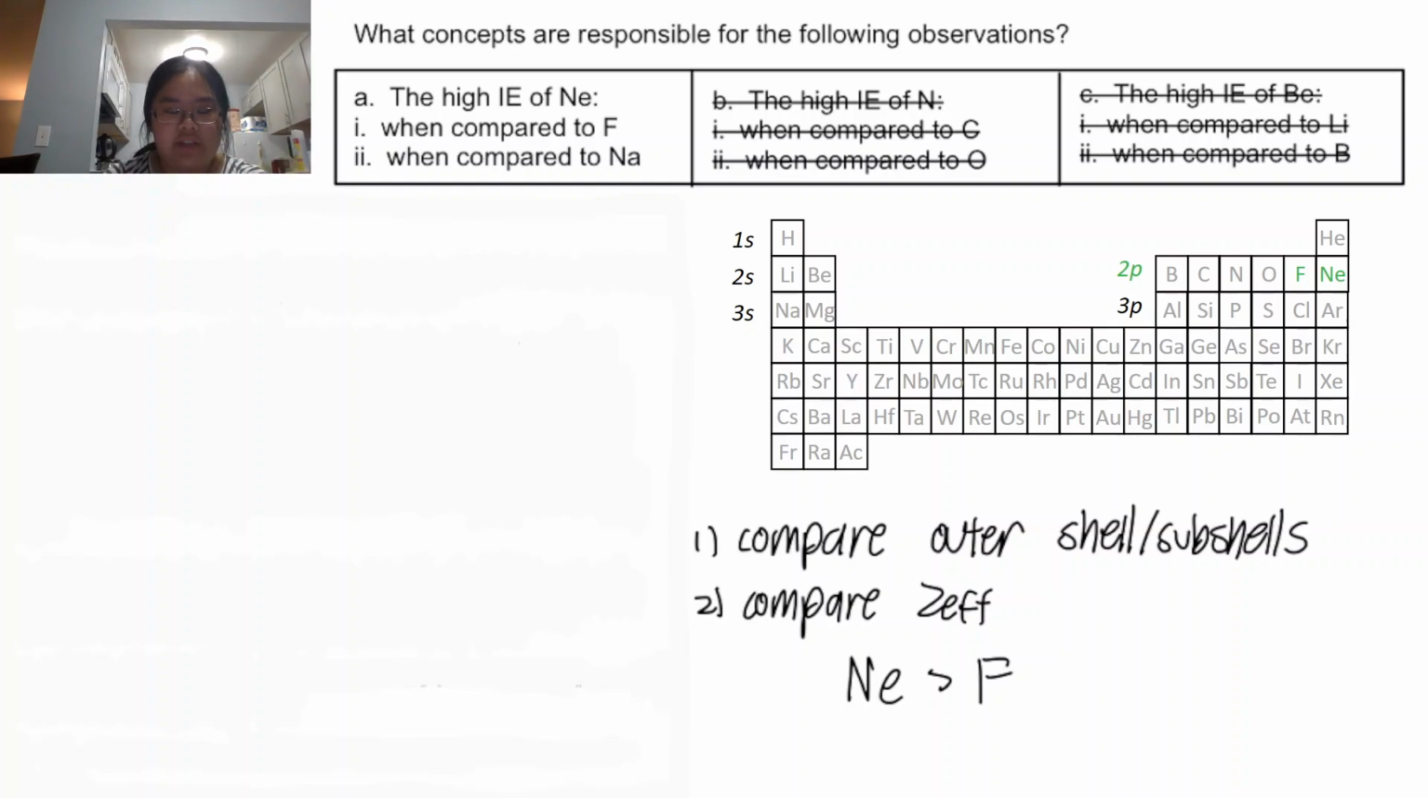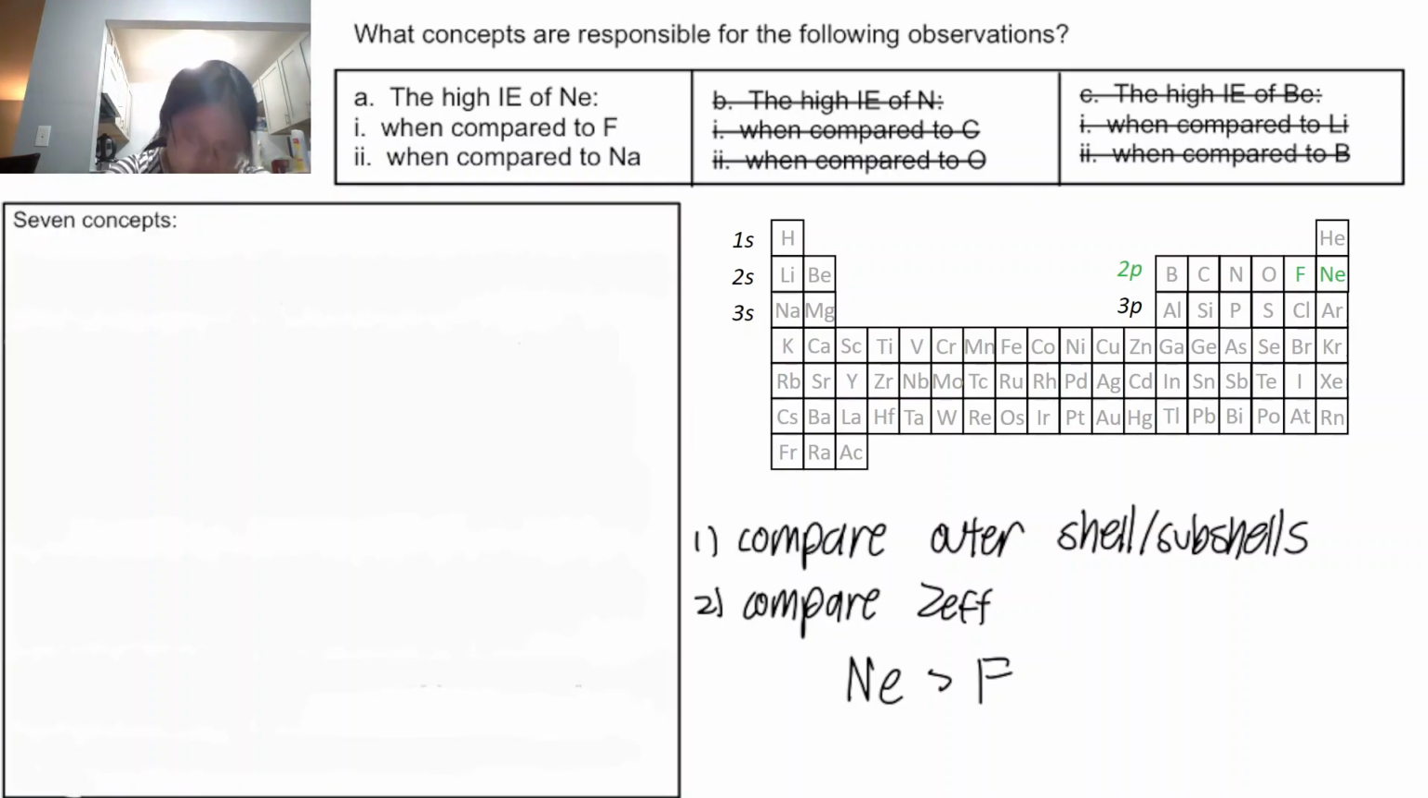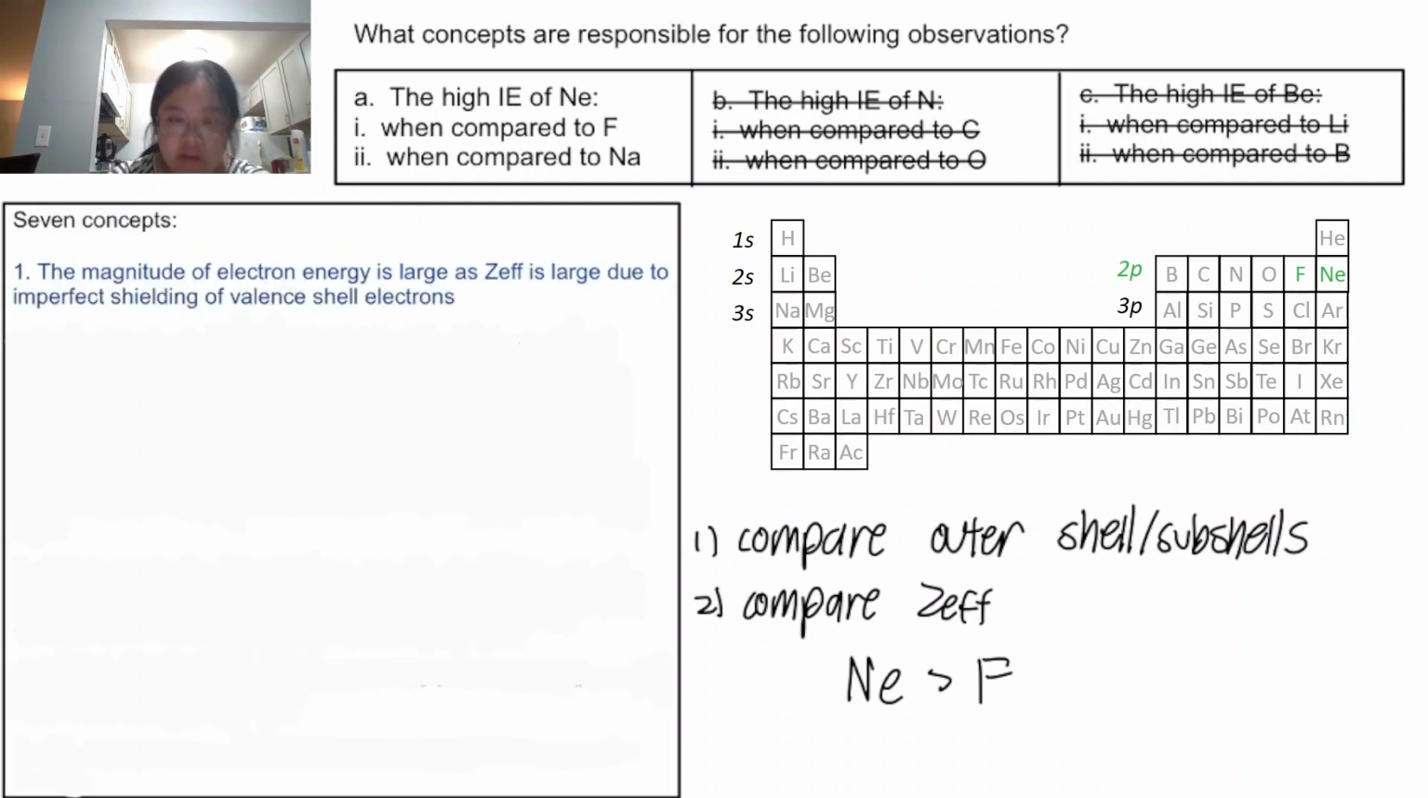Now that we've established this, let's look at the concepts that the question is referring to. There are 7 concepts in total, but for now we can just look at concept 1, which states that the magnitude of electron energy is large when Z effective is large due to imperfect shielding. And remember, a large magnitude of electron energy correlates with a large ionization energy. So since neon has a larger Z effective, it also has a larger ionization energy.